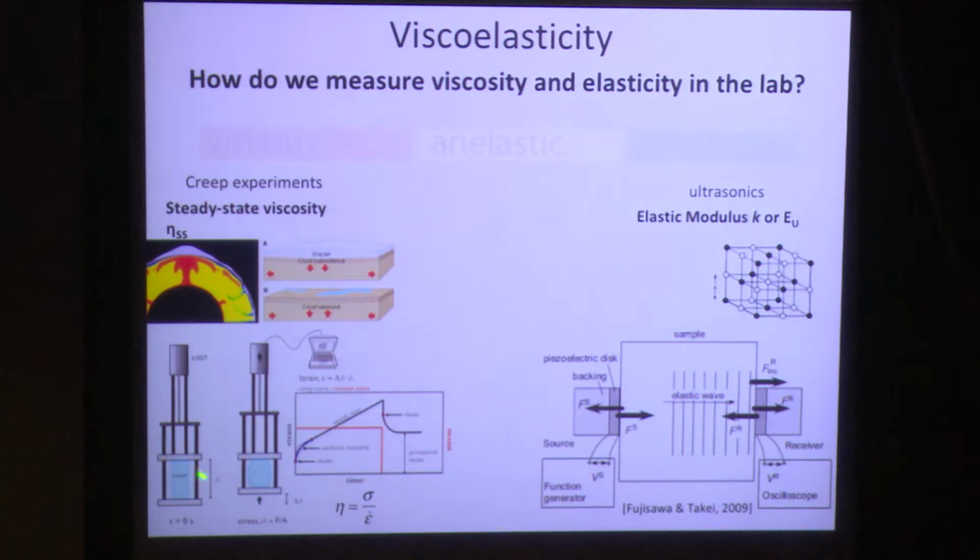Versus steady state viscosity, I'll talk a little bit more about this later when I get to the laboratory experiments, but one way is to take a chunk of stuff and apply a temperature and pressure that you want to explore, and you just creep it. You apply a constant stress, and you watch it shorten over time, and you get a curve that looks like this creep curve.